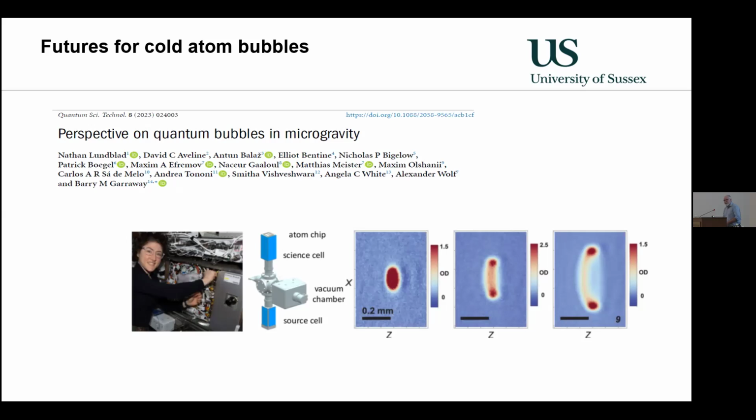Now, a lot of these points that I've just made were summarized in this paper, which came out last year, which was a forward look on where things might go on quantum bubbles in microgravity. So thinking more about the work that goes on in the International Space Station. I'm very pleased to see that several of the authors are here. So Nathan is here at the conference. So is Nasser and myself, and maybe one other as well. So it's good to see us here. And in that paper, we were all as a group trying to look forward to what may happen in the next 10 years, let's say, in these kinds of experiments.